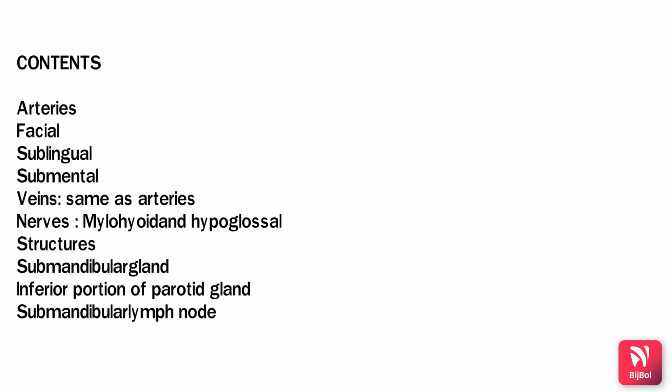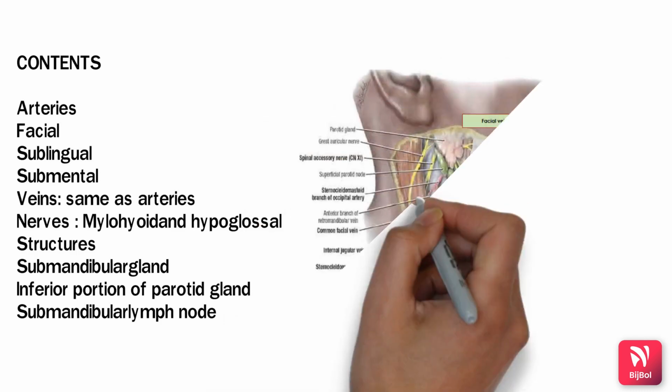It consists of the facial artery, which is the main artery, and the facial vein. As I said, the facial artery is followed by the vein. In this diagram, you can see the contents.